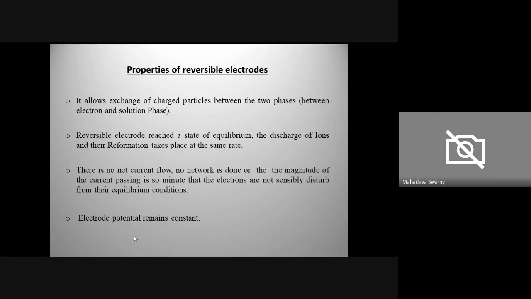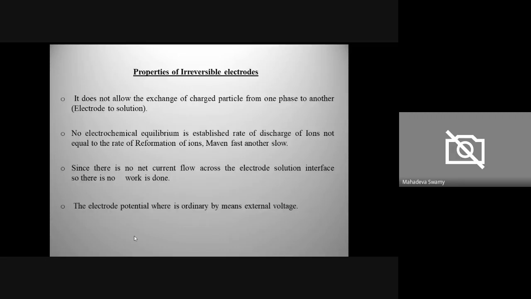Then what are the properties of irreversible electrodes? Here, it does not allow the exchange of charged particles from one phase to another phase. This is a very important concept. The properties of irreversible electrodes are exactly opposite to those of reversible electrodes. Reversible electrodes allow the exchange of charged particles, but this is completely opposite. It does not allow exchange of charged particles from the electrode phase to the solution phase. That is the irreversible electrode.